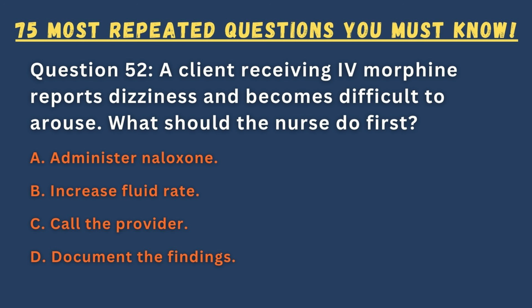Question 52. A client receiving IV morphine reports dizziness and becomes difficult to arouse. What should the nurse do first? A. Administer naloxone. B. Increase fluid rate. C. Call the provider. D. Document the findings.